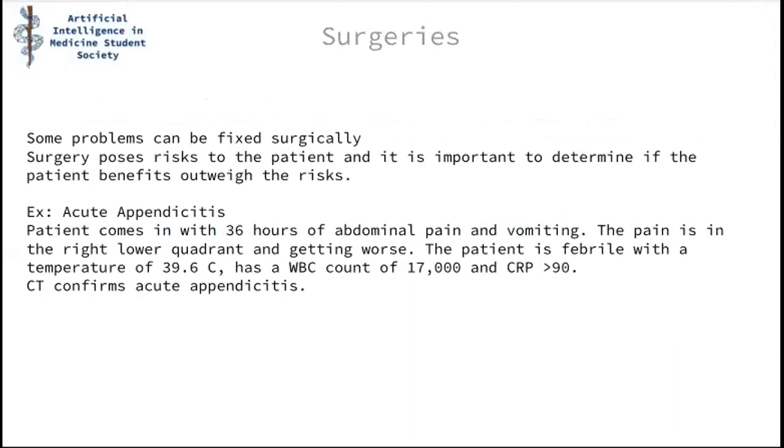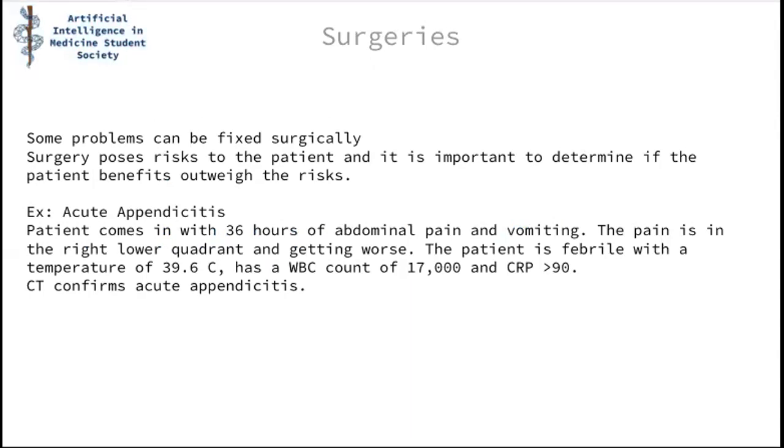In terms of surgeries, some problems can actually be fixed surgically, but a lot of times, surgery does pose a lot of risk to the patient, and you really have to think about, will they benefit from a surgery? Or will they not? Like, is the benefit of the surgery greater than the risk of not having surgery?